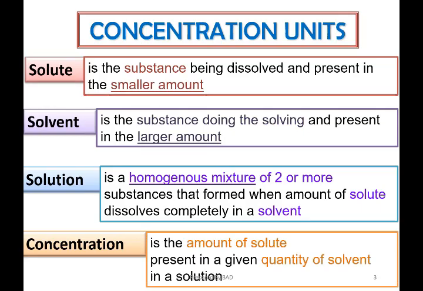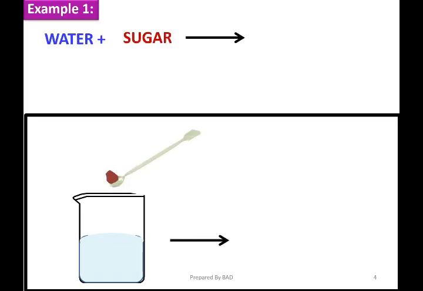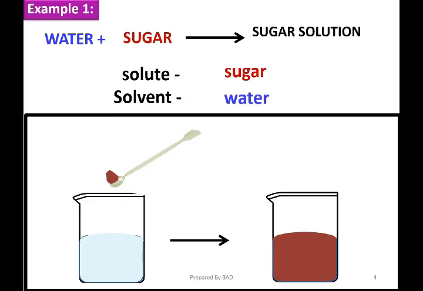Concentration. Concentration is the amount of solute present in a given quantity of solvent in a solution. Have a look at example 1. We have water and add sugar. We will form a sugar solution. So what is solute and solvent? Solute is sugar, while solvent is water.